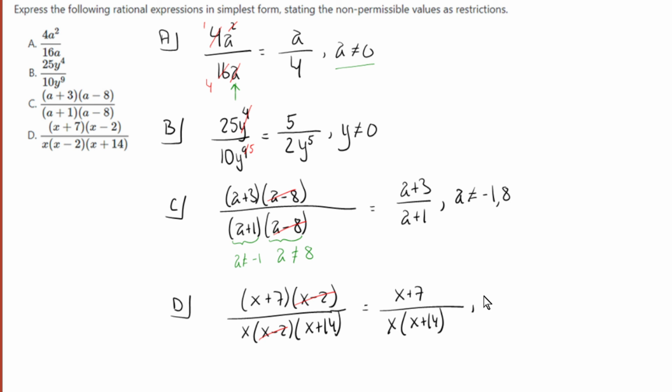The non-permissible values here would be that x cannot equal 0, because if x equals 0, we're going to end up with 0 here, times these two binomials, but because we're multiplying by 0, the whole thing will be 0, so x cannot equal 0. x cannot equal 2, because 2 minus 2 would be 0. And finally, x cannot equal -14, because -14 plus 14 is 0.